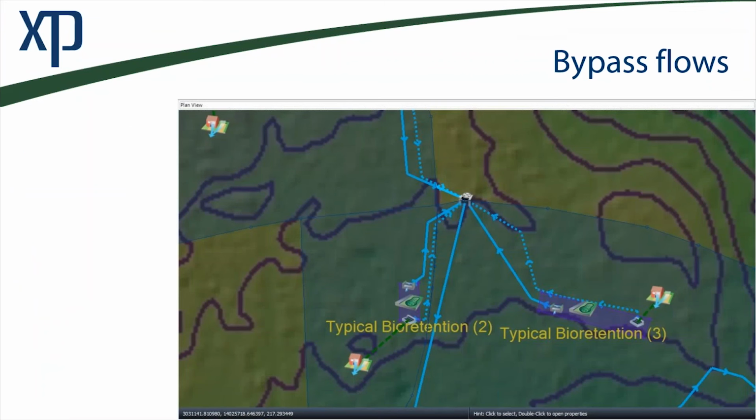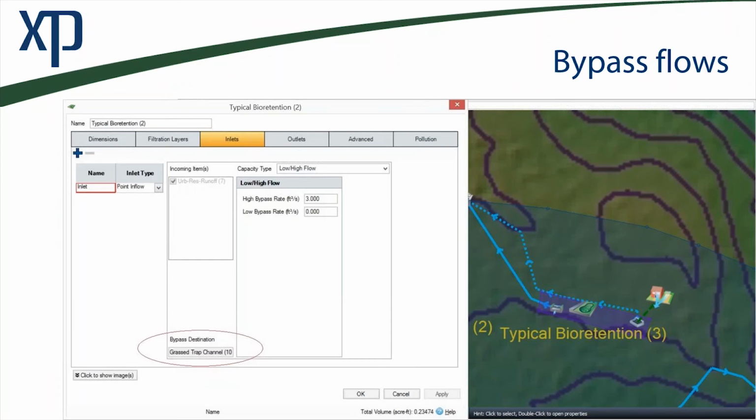Moving on to the next section, bypass flows are now more easily identified on plan because they're shown with a dashed line. So these can be differentiated from our regular connections shown with a solid line. In the stormwater control or manhole, the bypass destination is identified and different inlet capacity options can be used to specify how much flow goes into the manhole or stormwater control and how much goes down the bypass route.